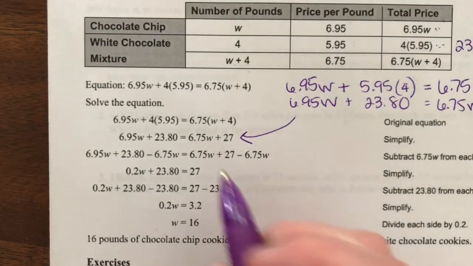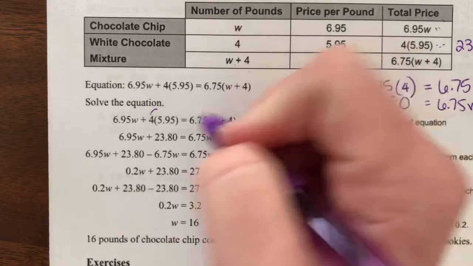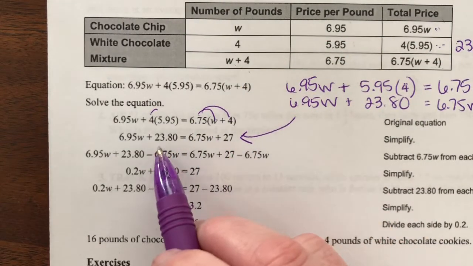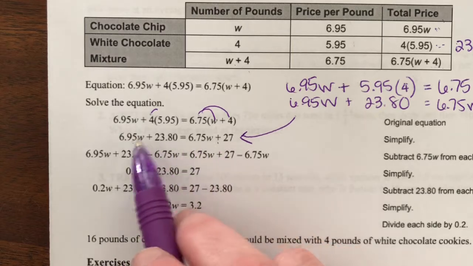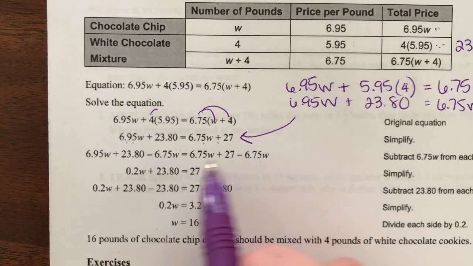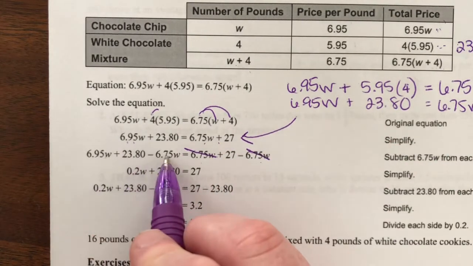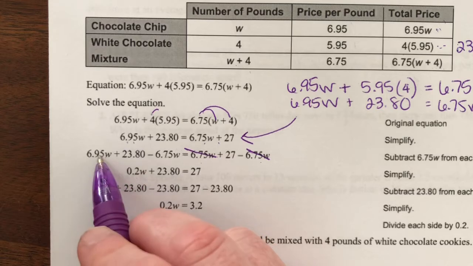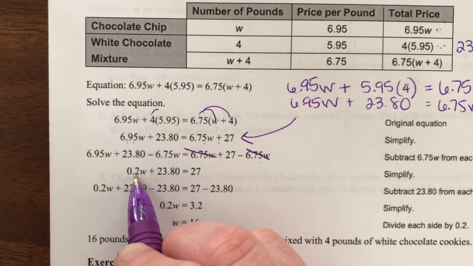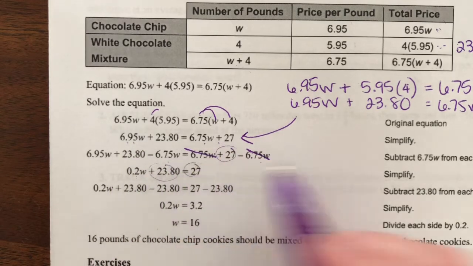So they showed you how they solved it here. We got 6.95W. They multiplied this together, and then they used distributive here. Then we have to start solving. We've got W's on both sides. 6.75 is smaller than 6.95, so they subtracted the 6.75W over here, and that canceled. They did the same here. And when you subtract 6.95 minus 6.75, you get 0.2W. We still have this 23.80, and over here we still have the 27.